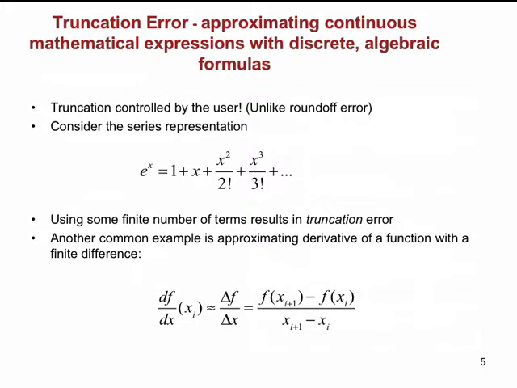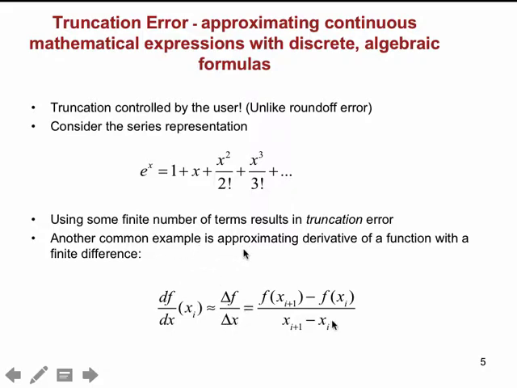Okay. So let's look at the truncation error, and that is approximating continuous expressions in math with their finite version. Let's say that we have a series representation of the exponential function. We know that e to the x is 1 plus x plus x squared over 2 factorial plus x cubed over 3 factorial and so forth. At some point, when I'm computing this, I will have to stop, and that will cause a truncation error.